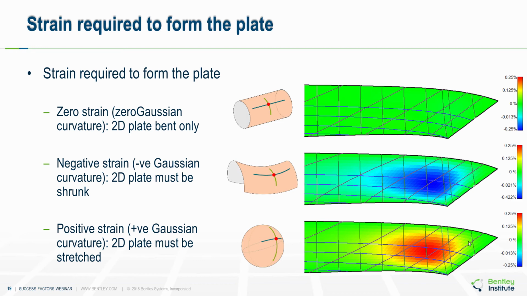And then the third case, where we have positive strain, is basically the plate must be stretched in the middle to form over the frames. And in this case, if the strain's too high, then there's the chance of tearing or rupture of the plate as you're trying to stretch it over the frames.